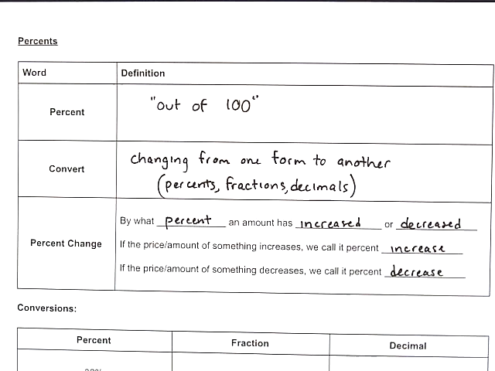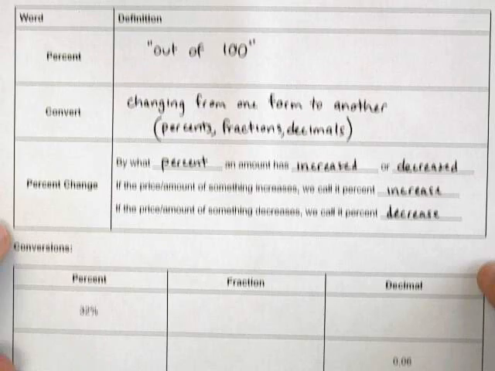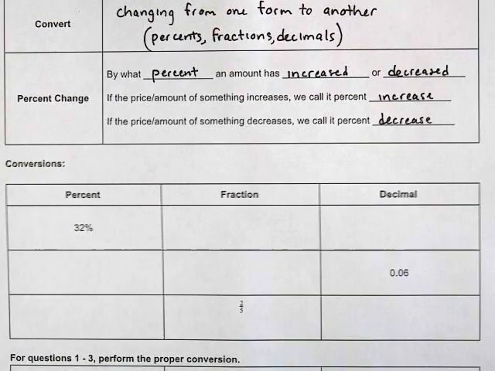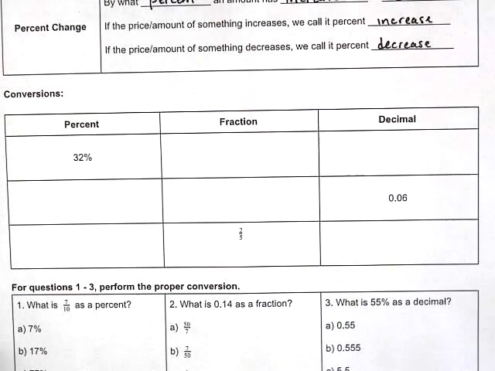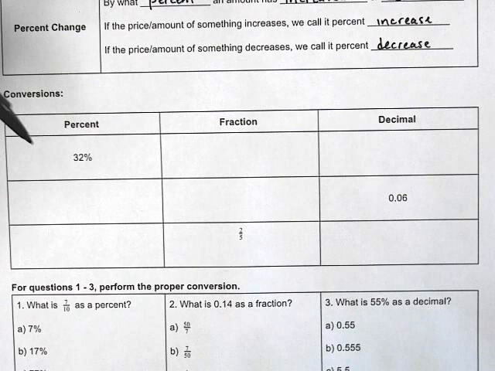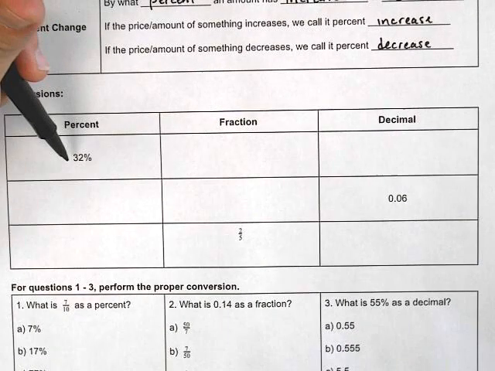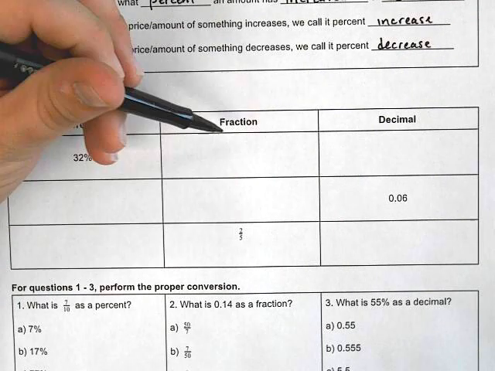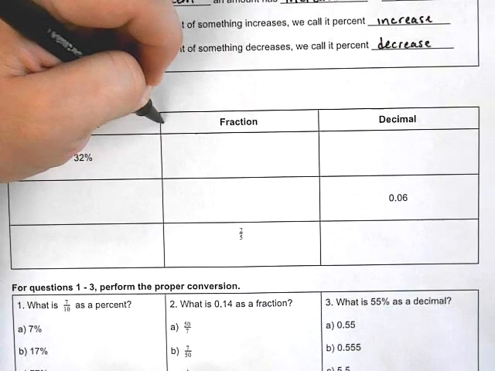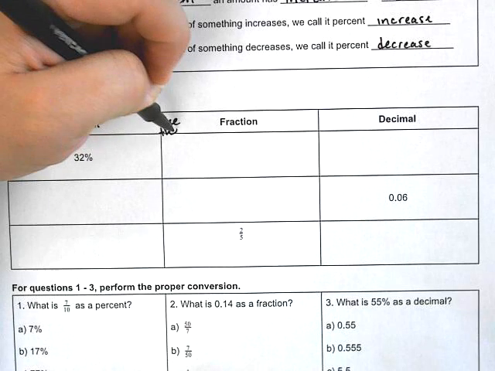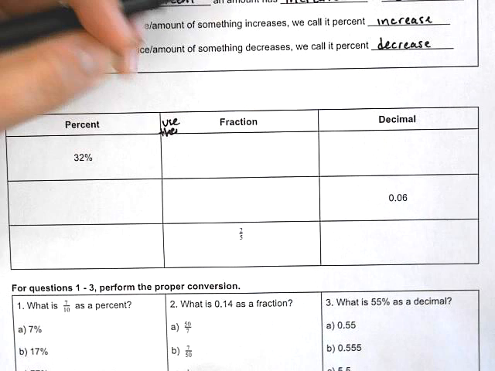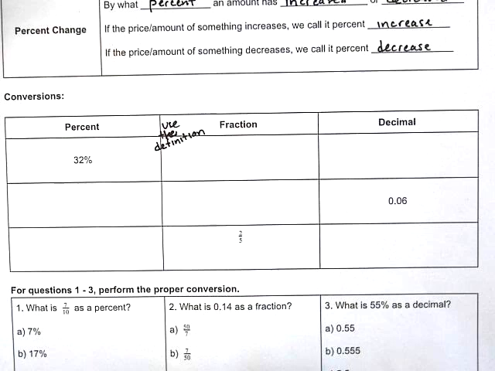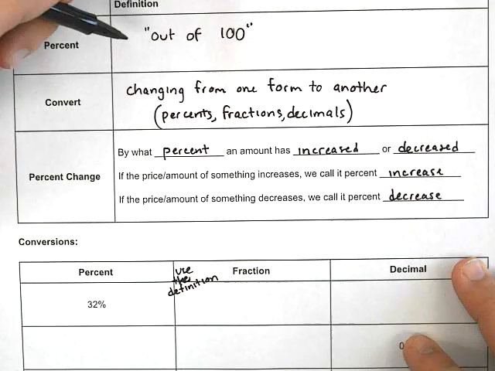So now here are some conversions. Here is a fun little table that should help us remember how to do some of our conversions. So if we have the percentage 32%, the easiest thing to do to change a percent into a fraction is use the definition. What did we say a percent was? It was out of 100.